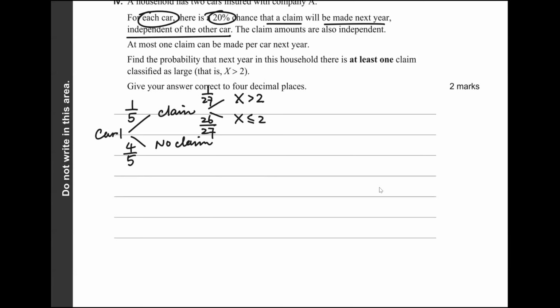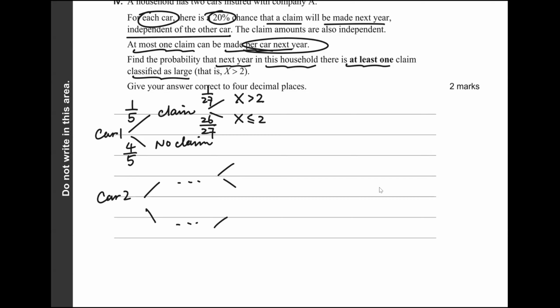Find the probability that next year in this household, there is at least 1 claim classified as large. At the most, 1 claim can be made per car next year, so we don't double claim on one particular car. It only happens once, but we have 2 cars. So it may well be claiming twice. At least 1 claim classified as large.